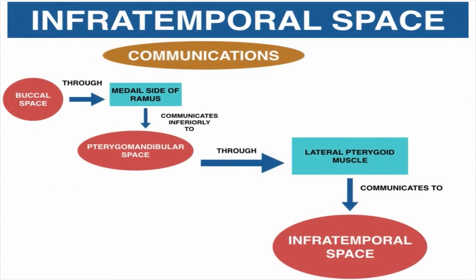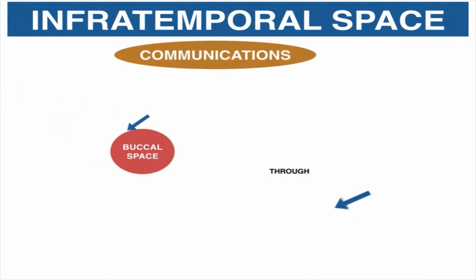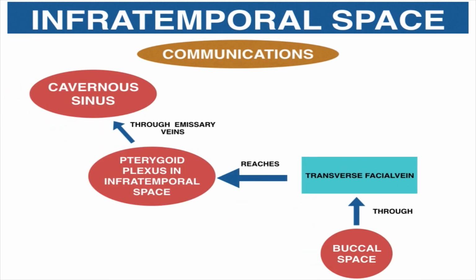The buccal space through the medial side of the ramus communicates inferiorly to the pterygomandibular space, which in turn through the lateral pterygoid muscle communicates to the infratemporal space. Similarly, the buccal space through the transverse facial vein reaches the pterygoid plexus in the infratemporal space, which in turn through the emissary veins can reach intracranially into the cavernous sinus. The management of the infratemporal space is extensive and is similar to that of the deep temporal space.